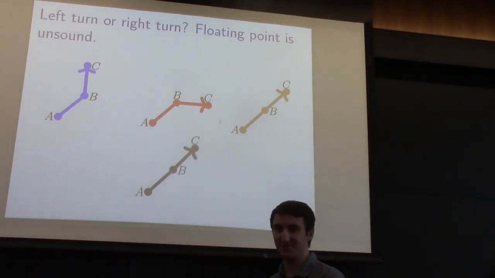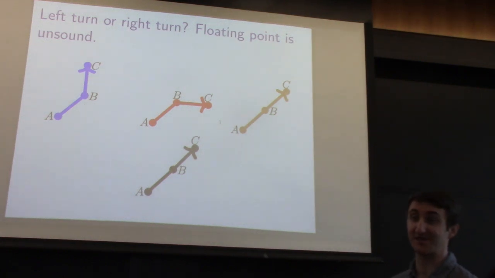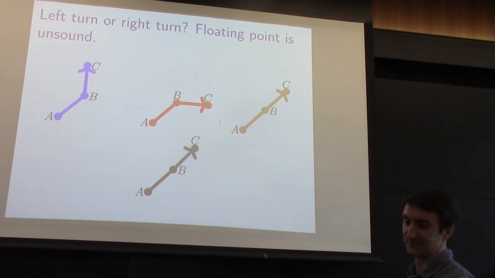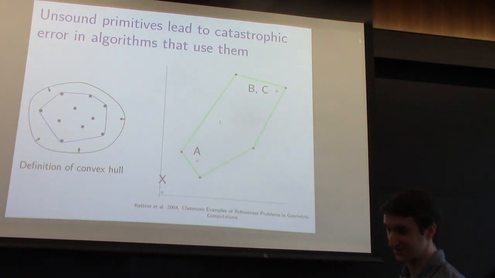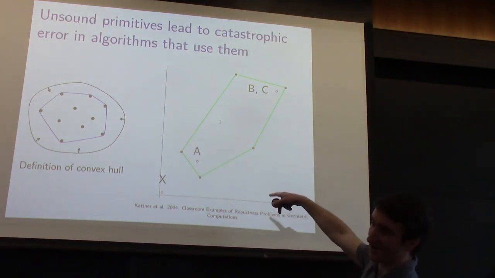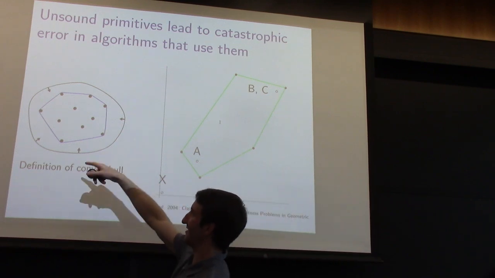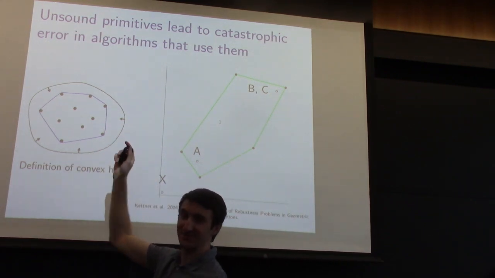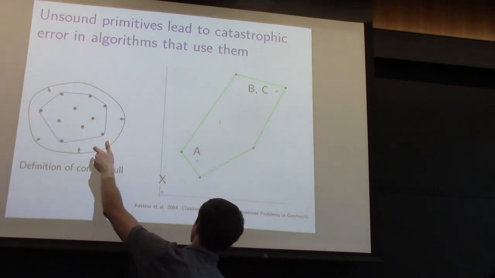So this is actually a left turn, but it might decide, nope, I think it's a right turn because of the floating point error. And it doesn't seem too bad because it's only if you make a small mistake there that you'll get the wrong answer. But then someone comes along and says, I'm going to use this primitive in a larger operation. So here we're seeing a computation for computing the convex hull of a set of points in the plane. If you're not familiar with the notion of convex hull, basically imagine an elastic band going around all the points, and the convex hull is the ones that will be hit as you let it contract.